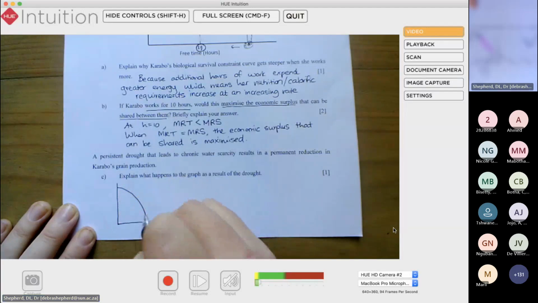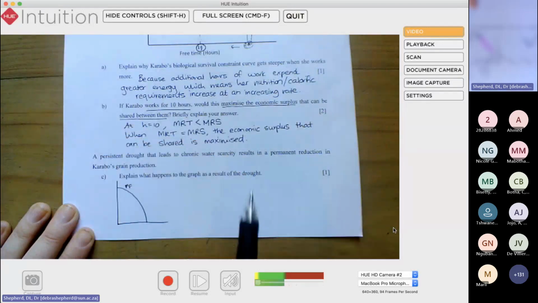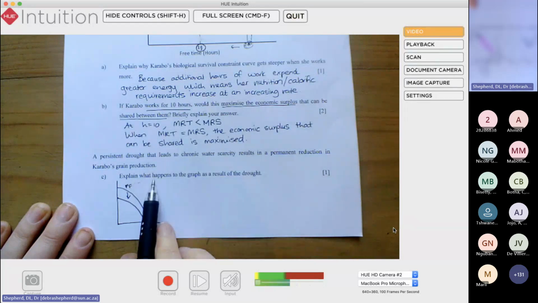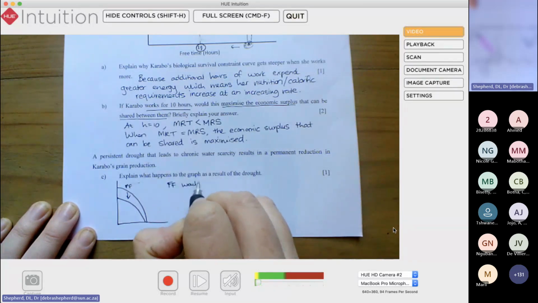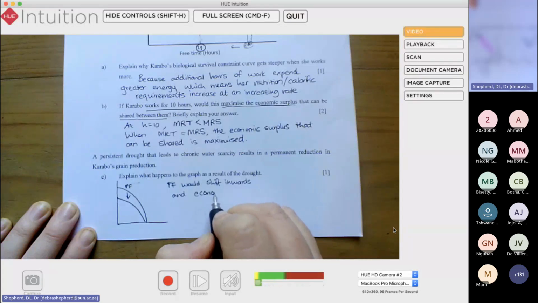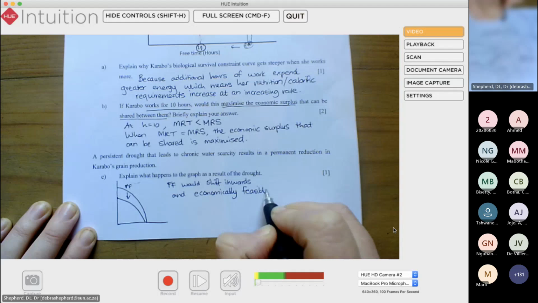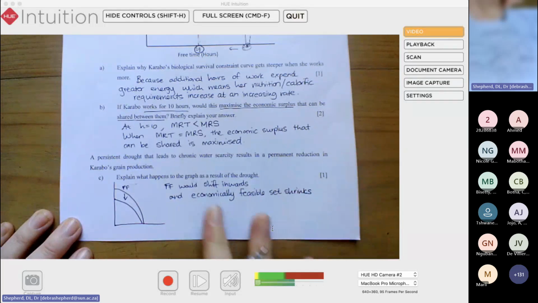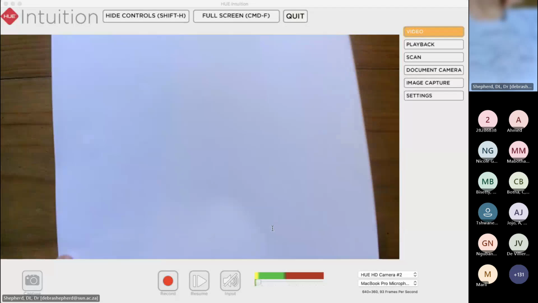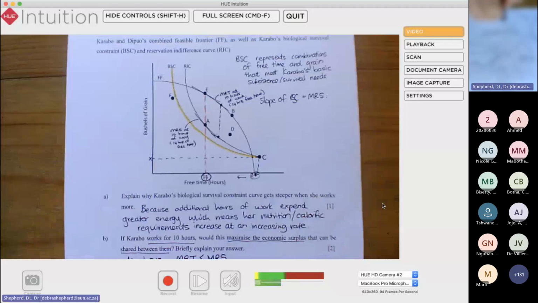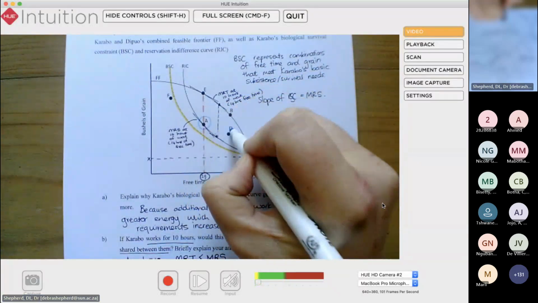If there is a drought that permanently reduces the amount of grain that can be produced, the feasible frontier would shift inwards. So what we would say then is that the feasible frontier would shift inwards and the economically feasible set shrinks or becomes smaller. So the result of the drought is a smaller economically feasible set of options. And then D asks, which of Karabo and Dipuyo would prefer allocation D over allocation A? Justify your answer. So here we're looking at allocation A and allocation D.